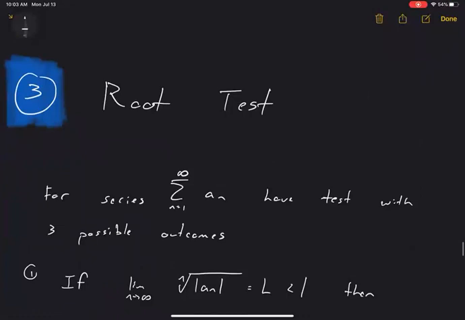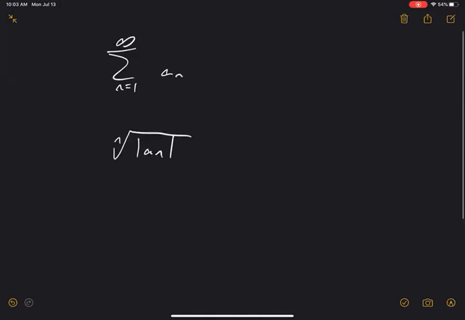The root test is very similar to the ratio test. Let's look at the machinery of the root test, similar to how we did with the ratio test. I'm starting with the series from 1 to infinity of a_n. What I'm going to do is take the absolute value of a_n, and then take the nth root of it. That's the starting point of the root test.